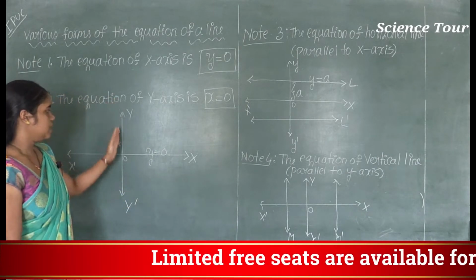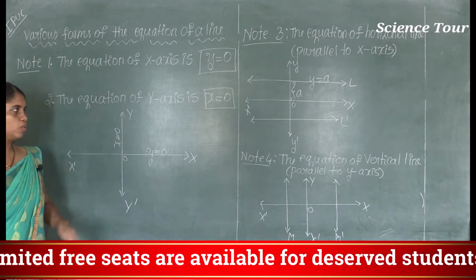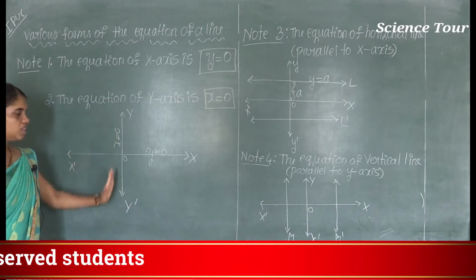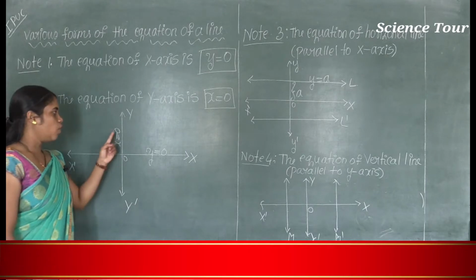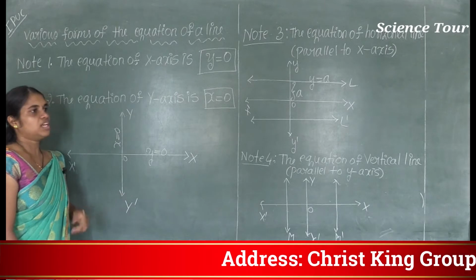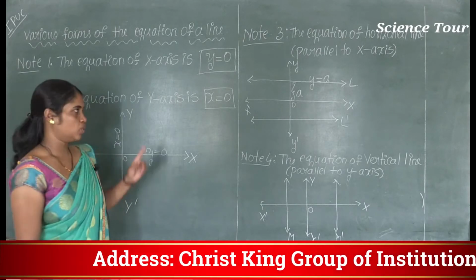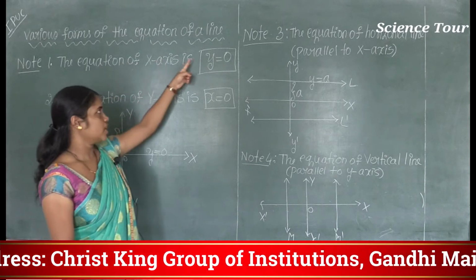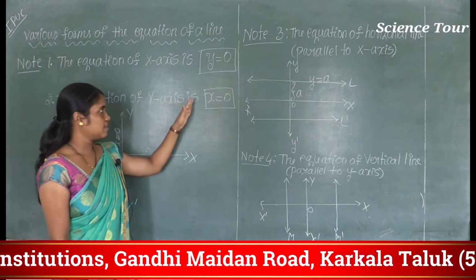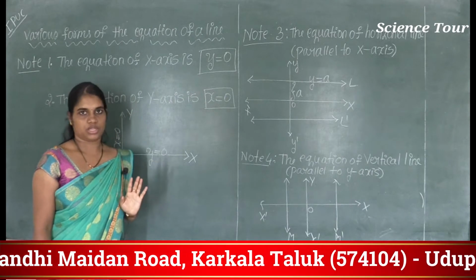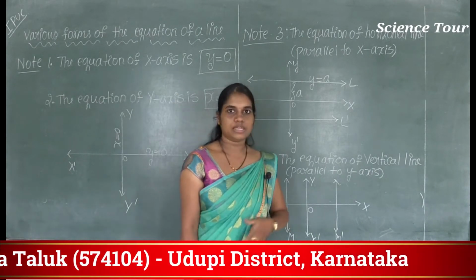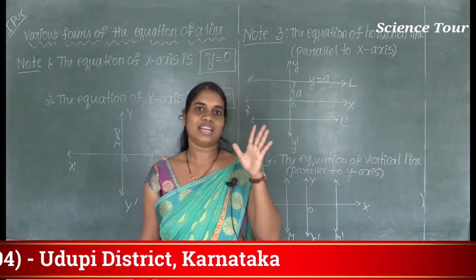Similarly we will consider the y axis. Y o y dash is your y axis. On the y axis the x coordinate will be equal to 0. So x is equal to 0 is the equation of the y axis. Remember this: the equation of the x axis is y is equal to 0, and the equation of the y axis is x is equal to 0. Remember this concept. Next, note number 3, we will consider the horizontal line and the vertical line.